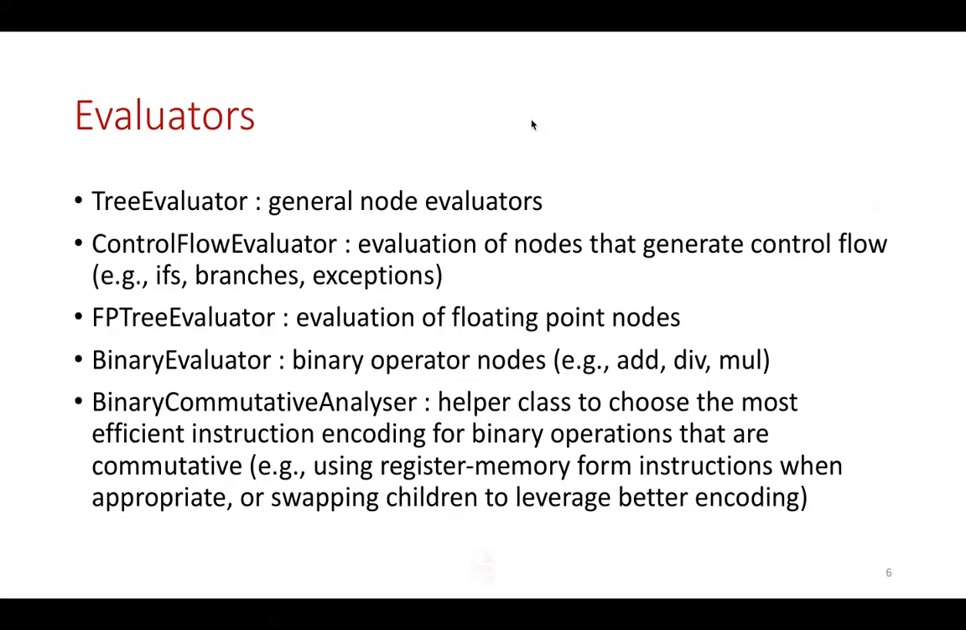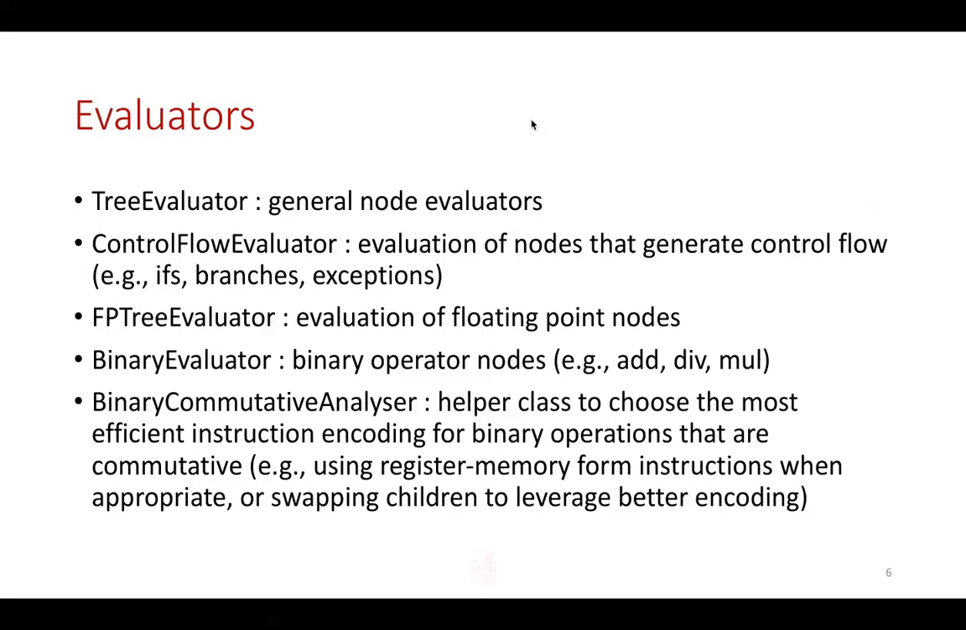There's a file called PreEvaluator, a class called PreEvaluator as well. It contains a lot of very general, generic node evaluators, so, for example, things like BB starts or some fairly simple nodes as well. Control flow evaluator contains anytime you're evaluating something that will generate a branch or some kind of control flow, this is typically where it ends up. So it contains things like ifs, branches, switch statements, things that can throw exceptions, go-tos, that kind of stuff. They all live in the control flow evaluator.